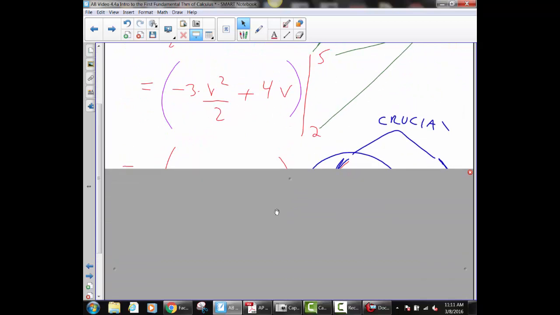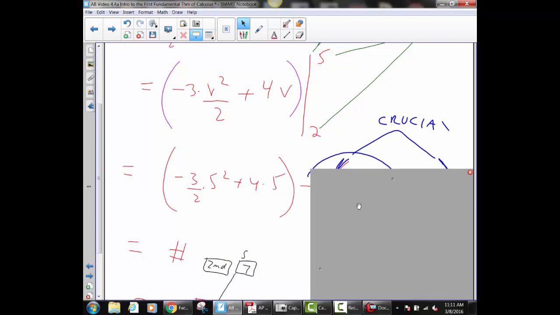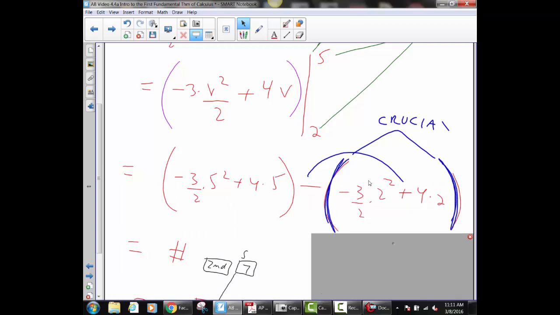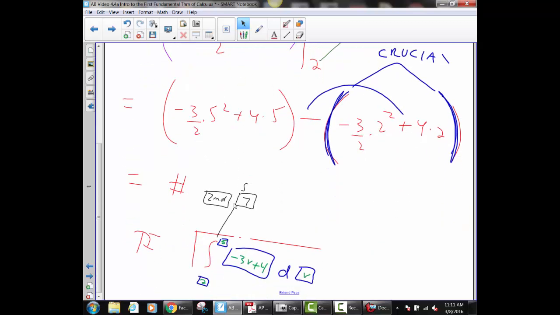You're going to plug in the top number, which is 5, first. So you're going to get negative 3/2 times 5 squared plus 4 times 5, and then minus, and then you're going to plug in the 2. Now be careful, you will need these parentheses because you will be subtracting, you'll be distributing that negative. Okay? And again, if you wanted to, you could do it on the calculator.